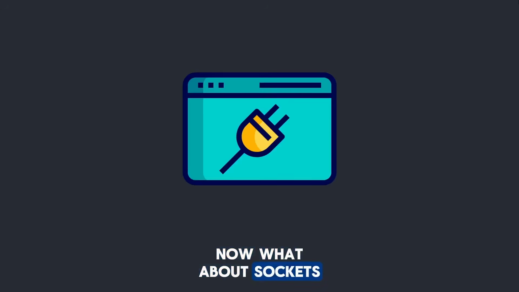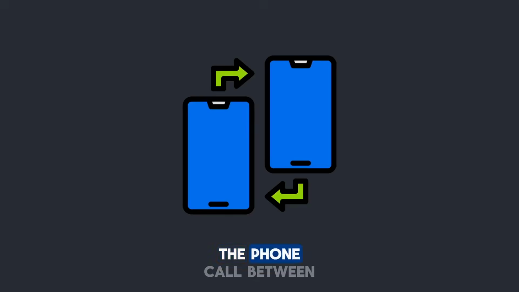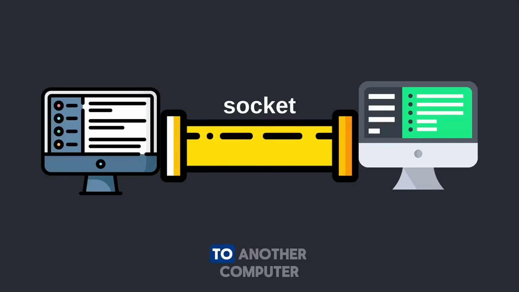Now, what about sockets? A socket is basically the phone call between two devices. It's created when your computer connects to another computer through a specific port. Think of a socket as a two-way conversation line. It's how your computer sends and receives data in real time.